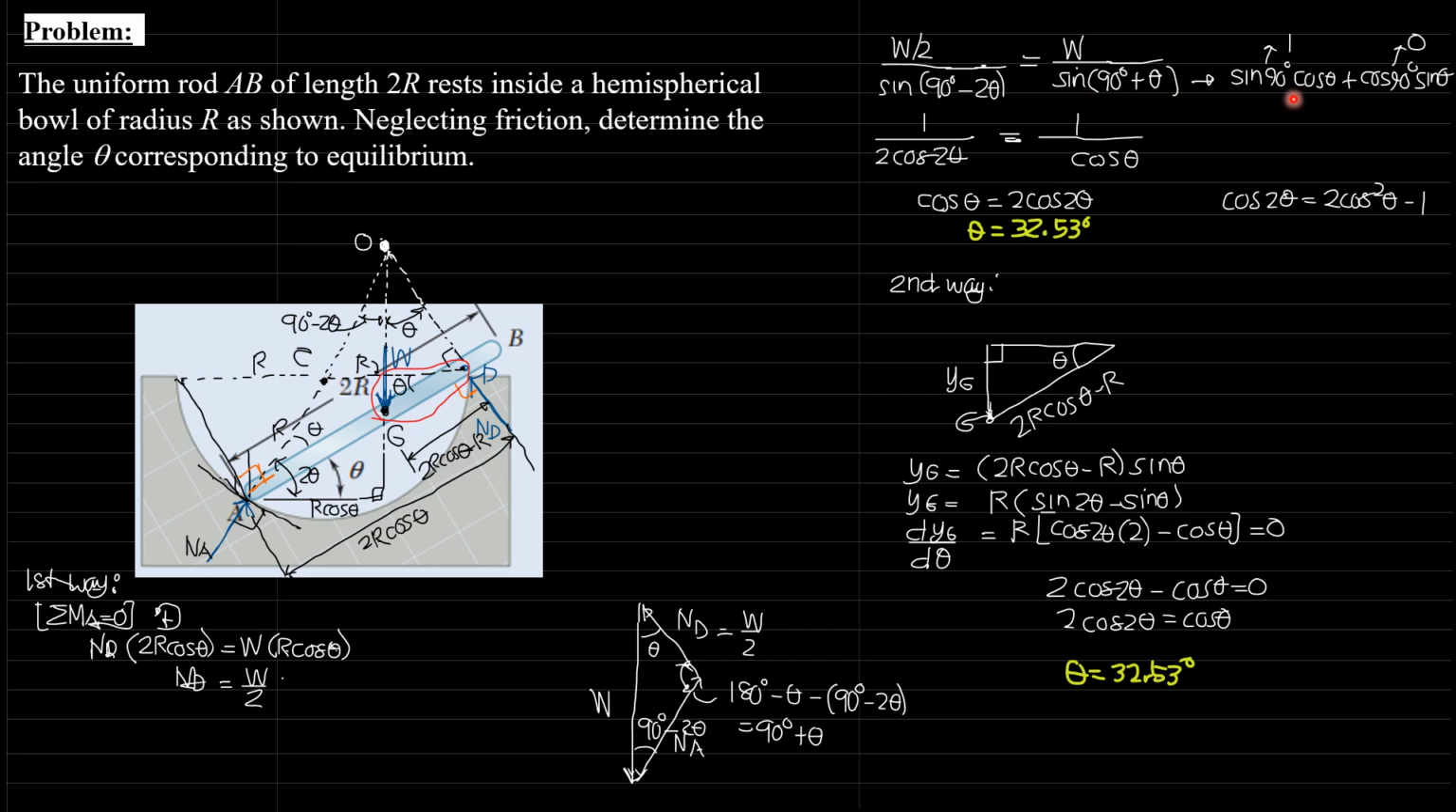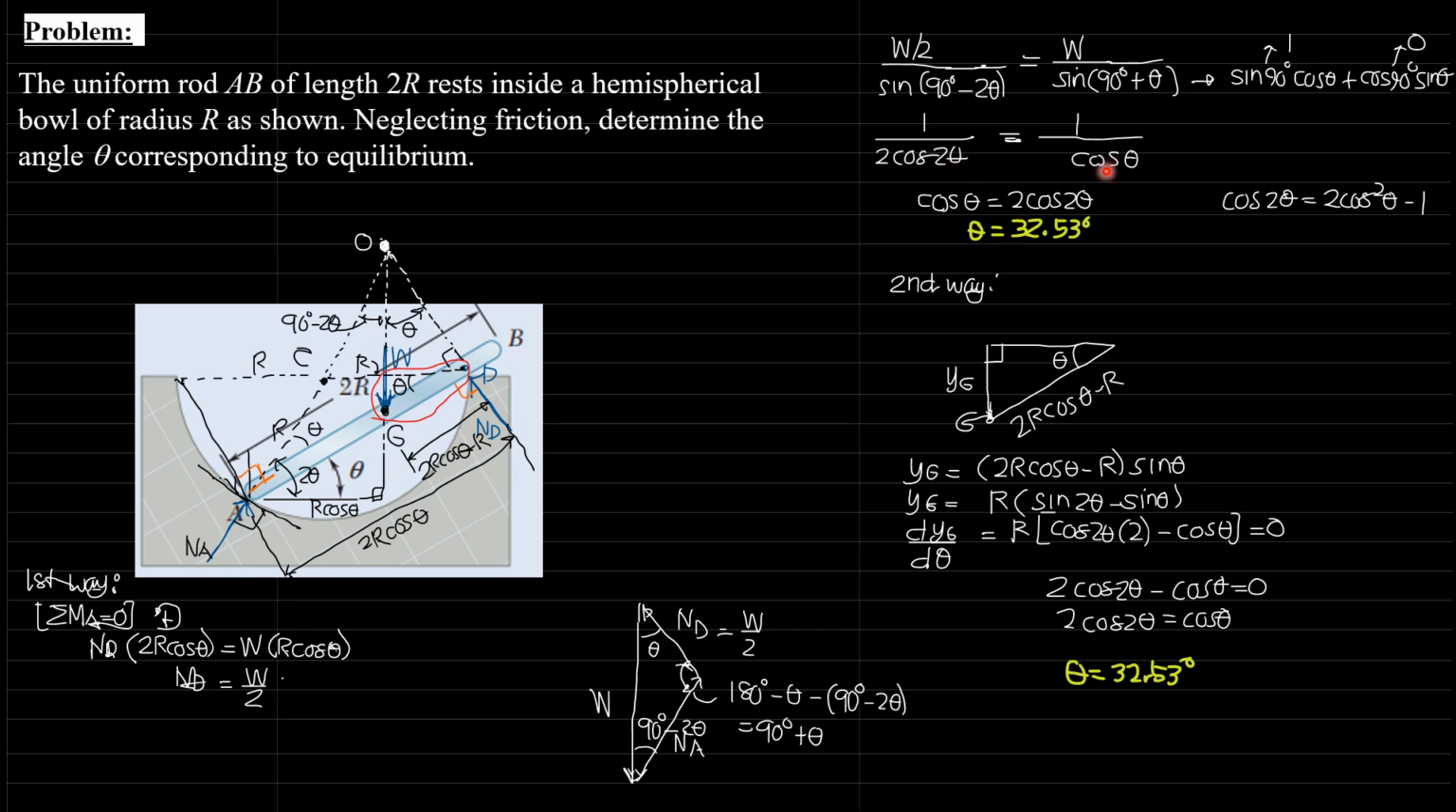Expand: we have sine 90 degrees cosine theta plus cosine 90 degrees sine theta. Since cosine 90 is 0 and sine 90 degrees is 1, that is equivalent to cosine theta. You can also expand this if you're not familiar. This is sine 90 degrees times cosine of 2 theta. Sine 90 is 1 times cosine 2 theta, so that's already cosine 2 theta, minus cosine 90, which is 0, times sine of 2 theta. So 0 times sine 2 theta is 0, and that's why it is cosine 2 theta indeed.